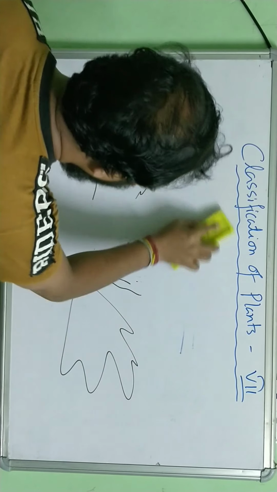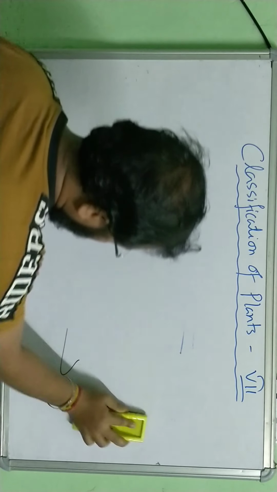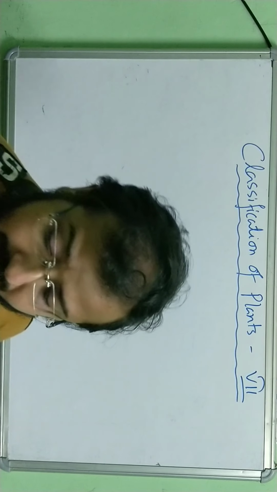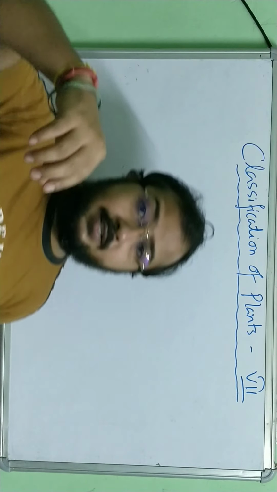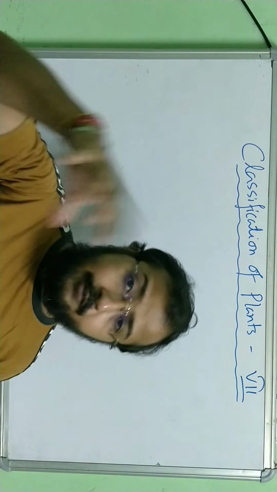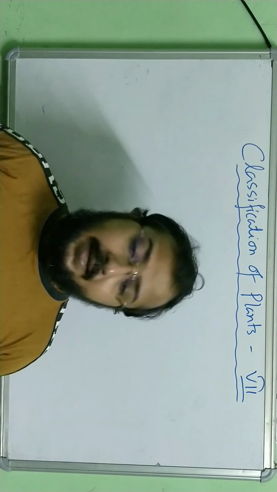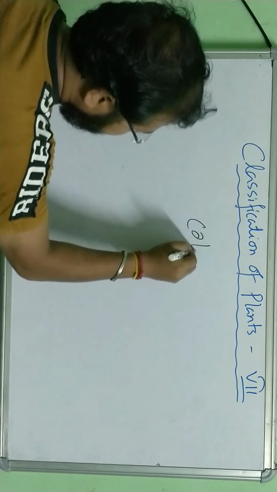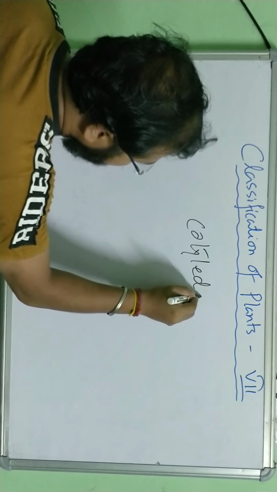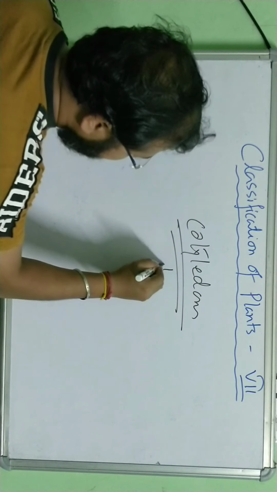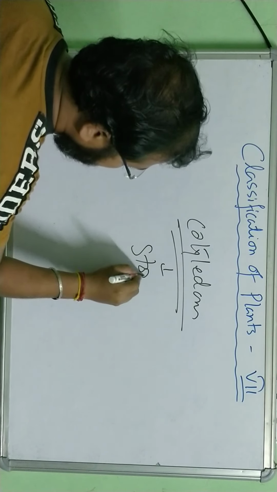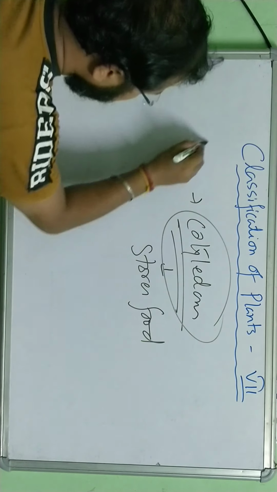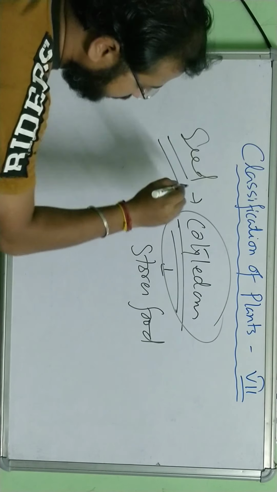Now the last one is the angiosperms. Angiosperms are the only flowering plants in the plant kingdom. You have to remember this. As there is a flower, the seeds are covered. Seeds are not naked; they are covered within the fruit. And in the seeds, one very important structure develops, known as the cotyledon. Cotyledons are structures that store food, present inside the seed.